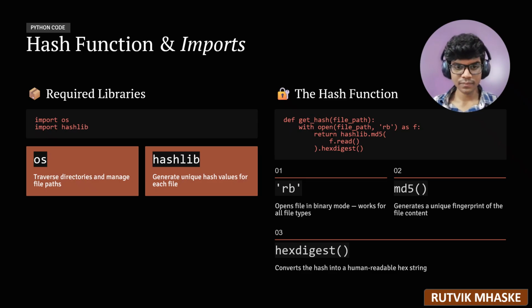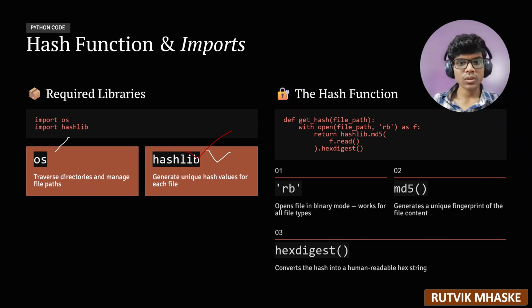Then hashlib. The hashlib is for generating hashes, generating the unique hash value for each file because it is a fingerprint. Hash value is one of the most important parts.